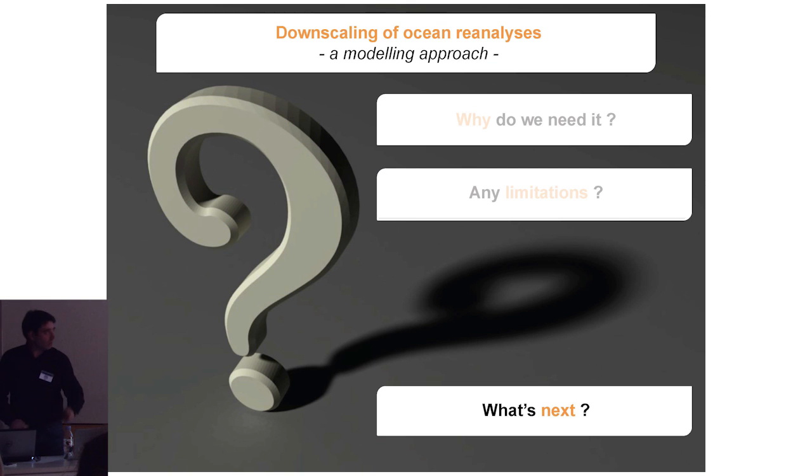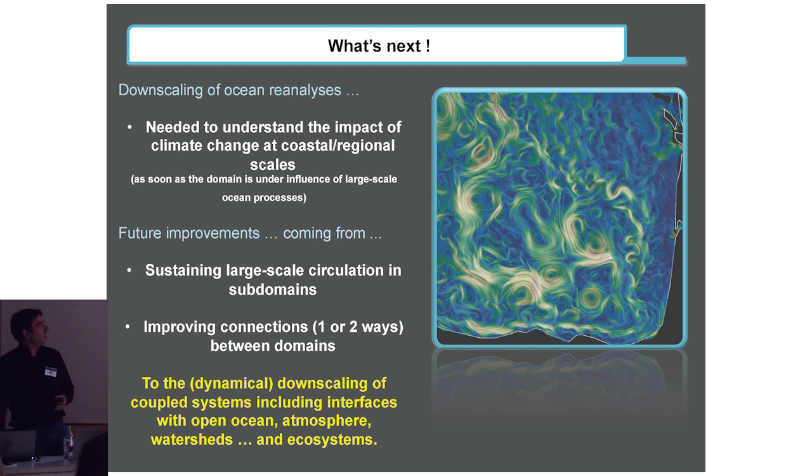Then what's next? Just quickly, downscaling of ocean analysis is needed to understand the impact of, let's say, climate change on coastal and regional scales, as soon as the domain is under influence of large scale. Why I put it there? Because sometimes you're working on a bay, where you just have, let's say, a canal joining the bay to the rest of the domain. Then you don't need, of course, in this case, to have it very connected.